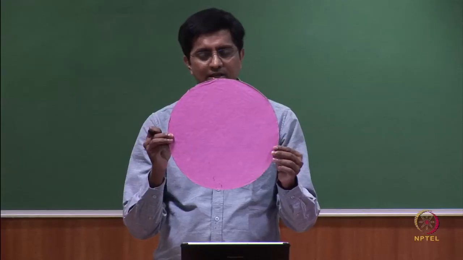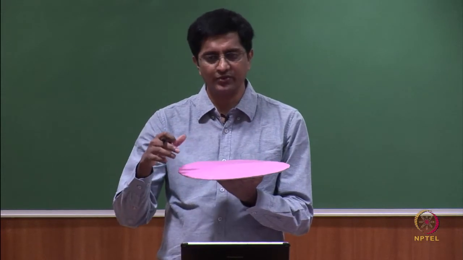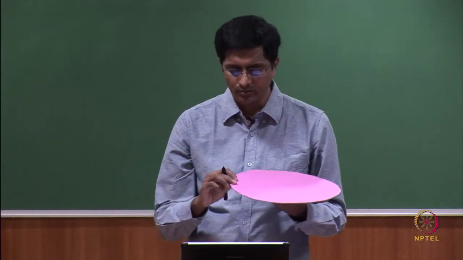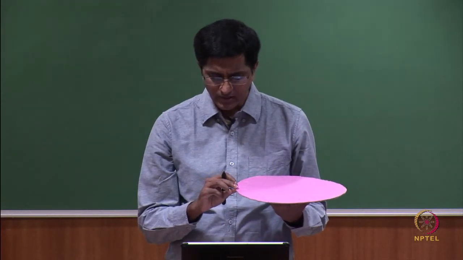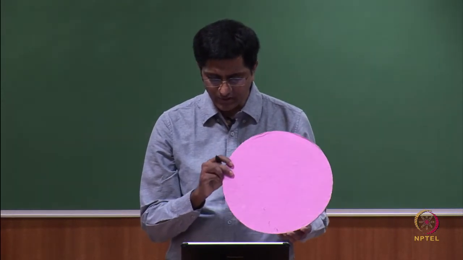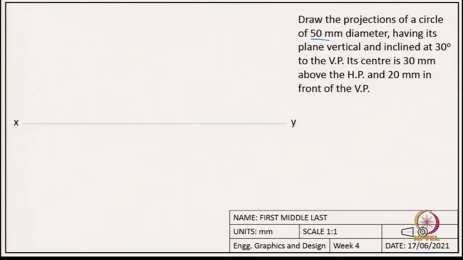So, here is a circle. We will follow the instructions saying that the diameter is 50 mm, let us say 50 units, because it is much bigger than 50 mm. And we also have this plane vertical and inclined. Probably what is missing is that it is vertical to the horizontal plane and inclined at 30 degrees to the vertical plane.